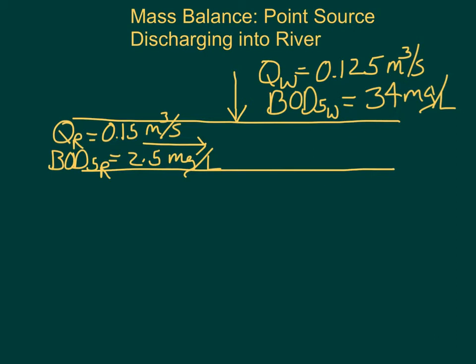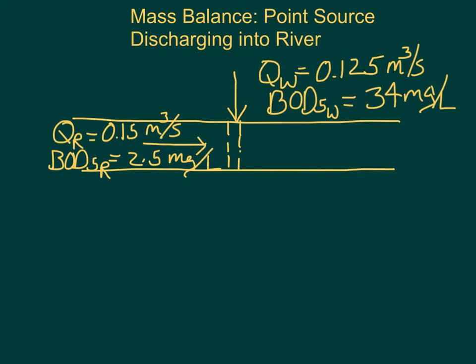To determine what the concentration would be once this waste stream mixes with the river water, you can think of it in this dashed area right here. We're going to first need to assume that the river and the wastewater stream mix instantaneously throughout this section. And we now want to determine what's the resulting concentration. We're going to do that using a mass balance.